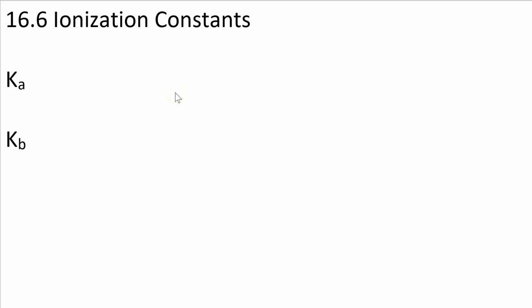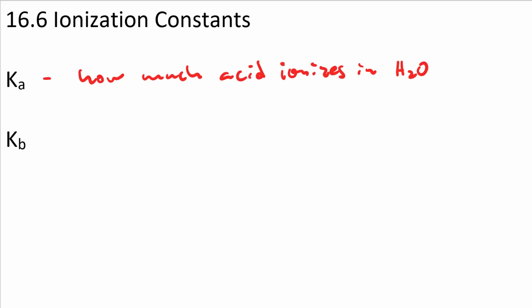The ionization constants for acids and bases. Ka is the acid ionization constant. It tells you how much the acid ionizes in water, and it gives you a measure of the acid strength. Strong acids have a Ka greater than 1. Weak acids have a Ka less than 1.